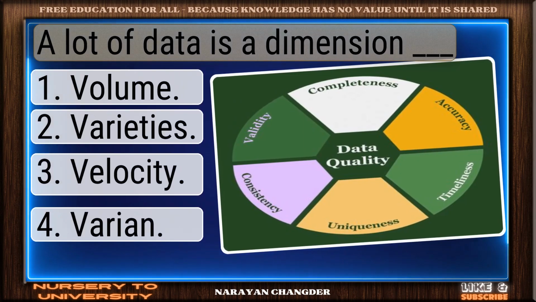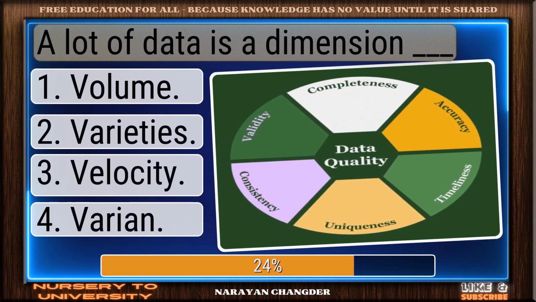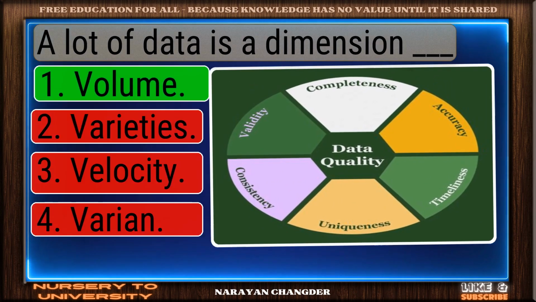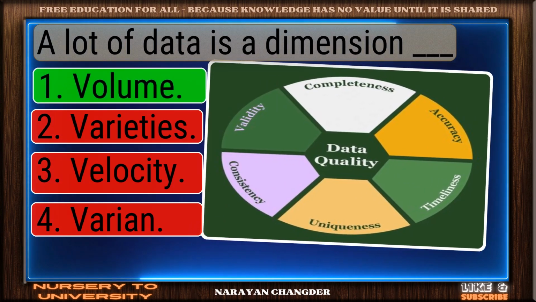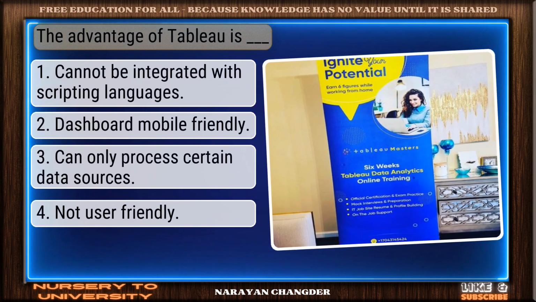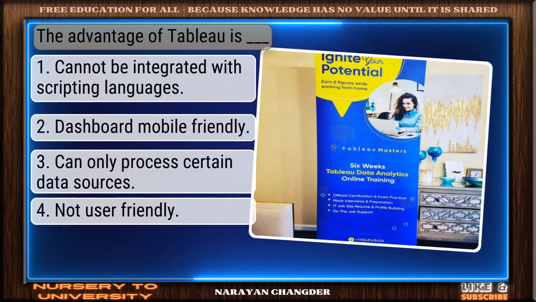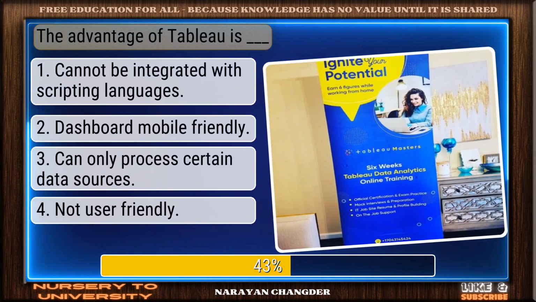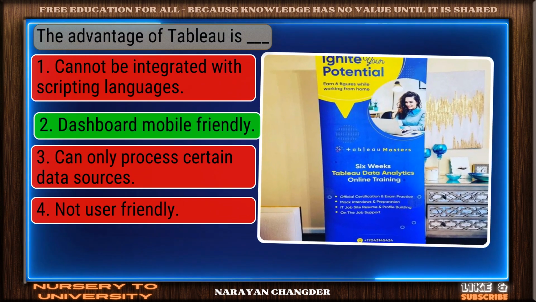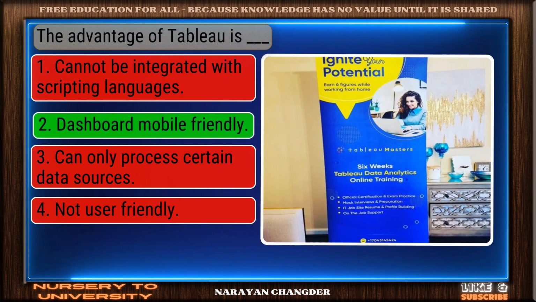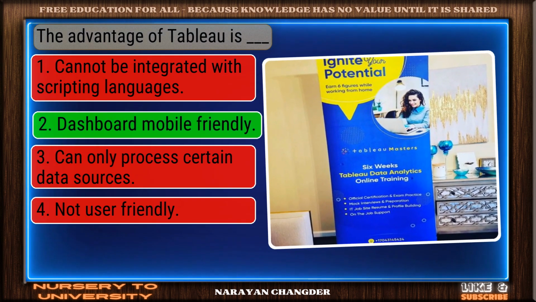Question number 63. A lot of data is a dimension dash. Perfect. Volume is the correct choice. Question number 64. The advantage of Tableau is dash. Sharp thinking. Dashboard mobile friendly is the right choice.